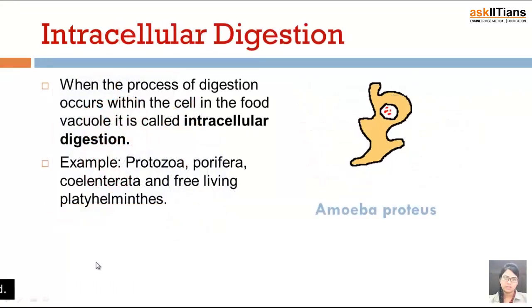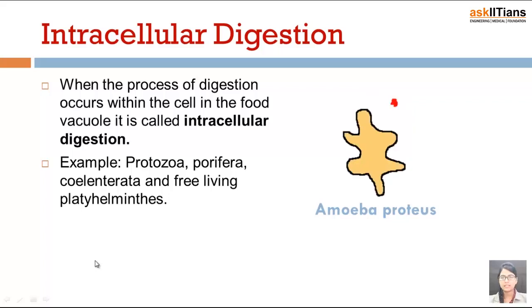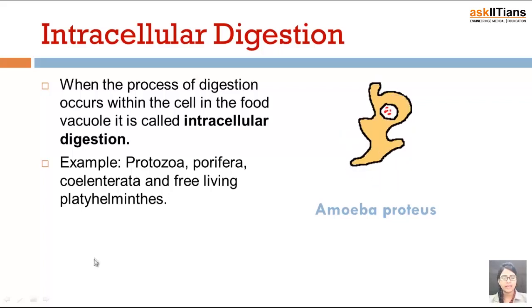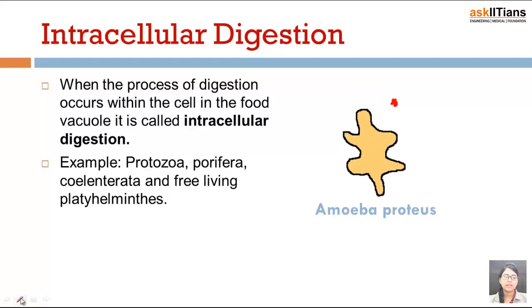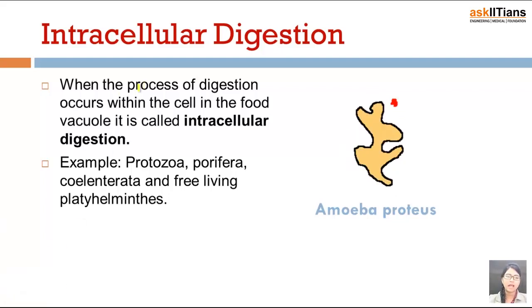Intracellular digestion. This is a type of digestion. First is intracellular and second is extracellular digestion. So in intracellular digestion, what is happening? The process of digestion is occurring within the cell in the food vacuole. Look into this Amoeba proteus. Examples: protozoa, porifera, coelenterata and free-living platyhelminthes.